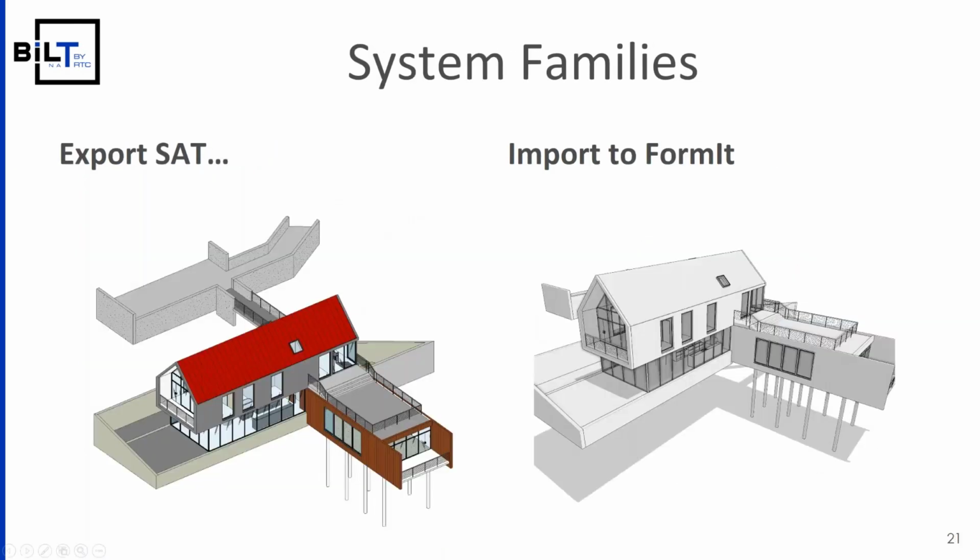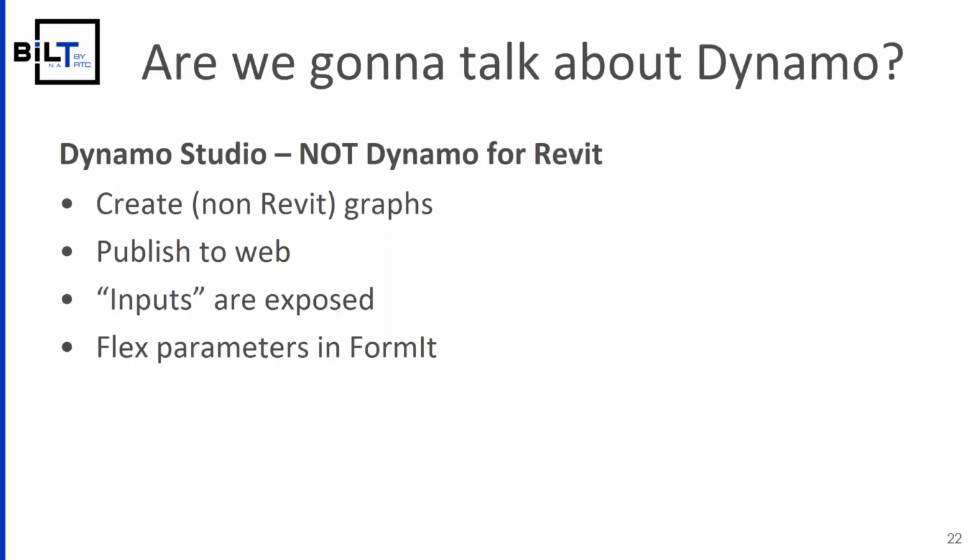And I do want to give this one for moving the opposite direction, just SAT files going over to FormIt out of Revit. That is possible to do. You don't get the material in that case, but you do get the geometry as a reference.